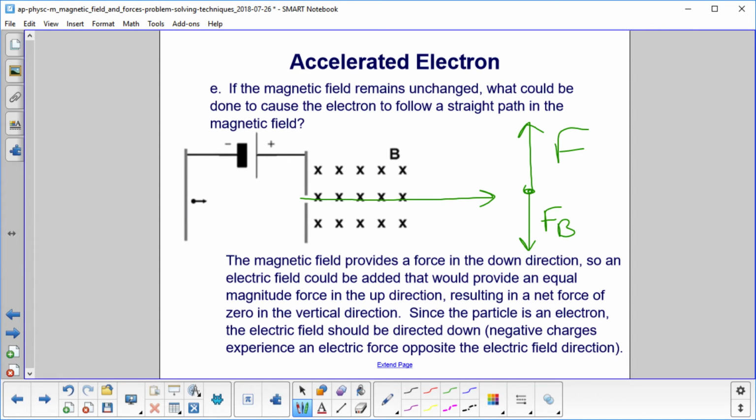We could add an electric field, and that would then give us a net force of 0, assuming we balance the fields properly. Since the particle is an electron, the electric field should be directed in the down direction. And why is that? Because negative charges experience an electric force opposite the electric field direction. So the answer is a correctly balanced electric field in the down direction.